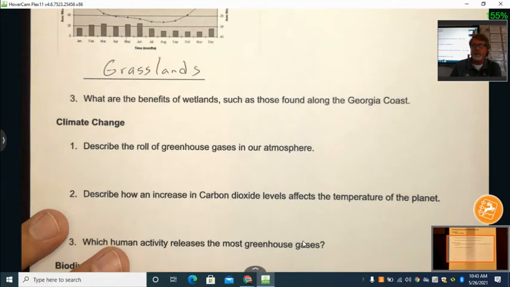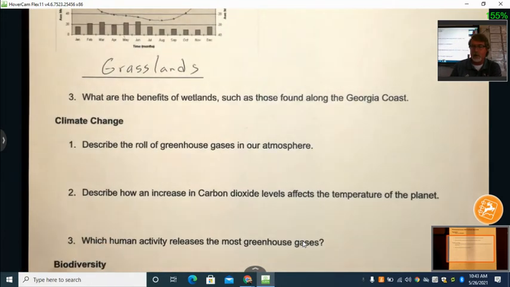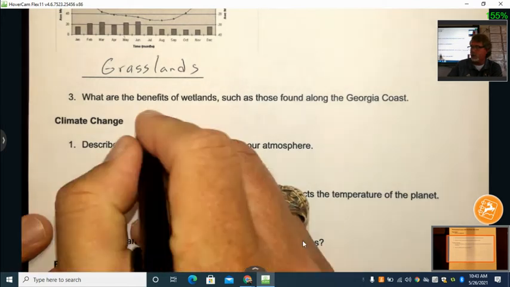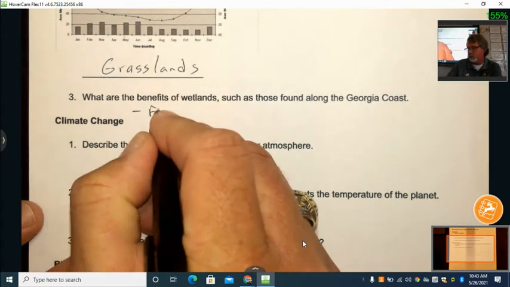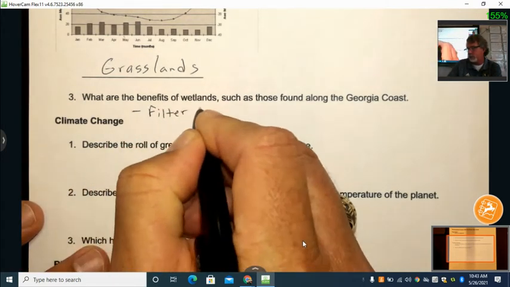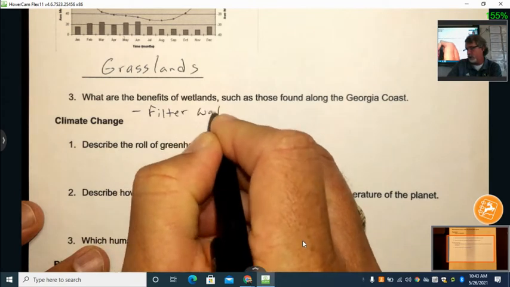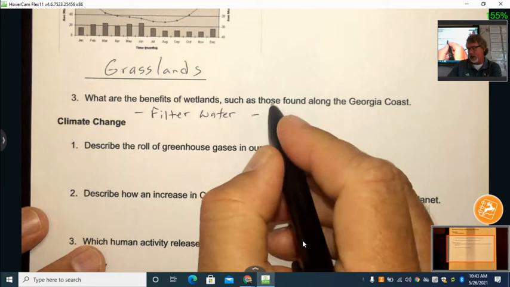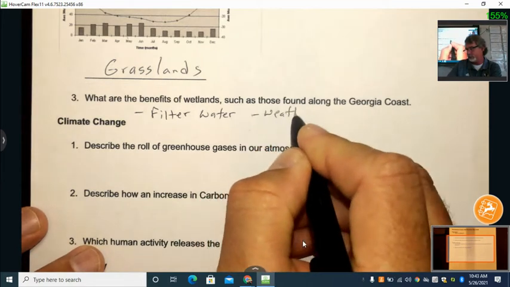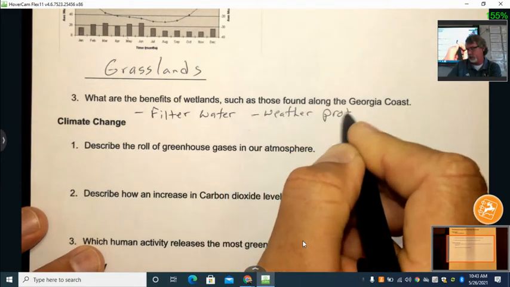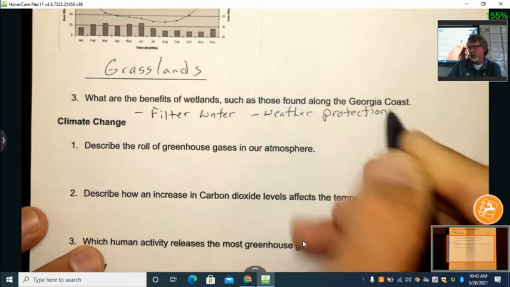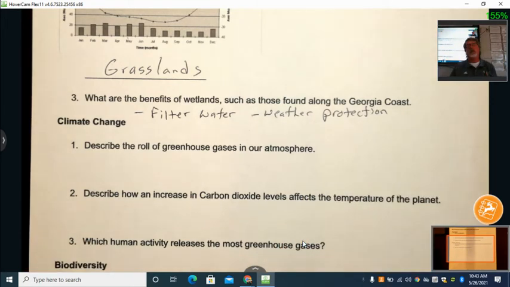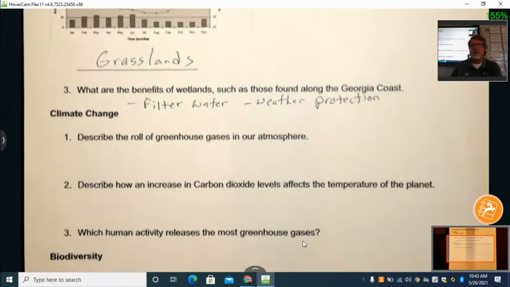What are some benefits of wetlands, such as those around the Georgia coast? The coastal wetlands filter the water before it returns back out. They provide weather protection. Okay, so the islands can absorb some of that weather before it comes into the coastland. Okay. All right, describe the role of greenhouse gases in our atmosphere.